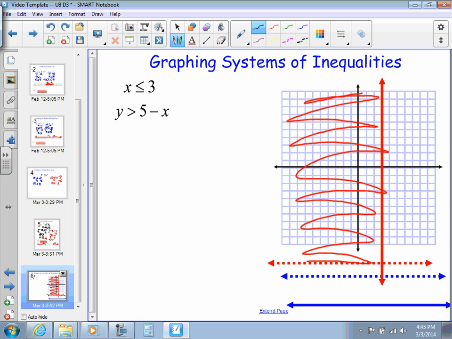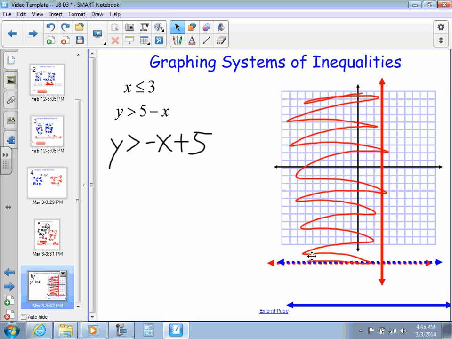First thing is I need to have it in slope-intercept form. I'm solved for y, but I have one other issue, and that is that my ones are coming before my variables. So I need to move it around. I need to make it y is greater than negative x plus 5, so I can see my slope and my intercept. My slope is a slope of negative 1. And as this is just a greater than, not a greater than or equal to, I need a dotted line.